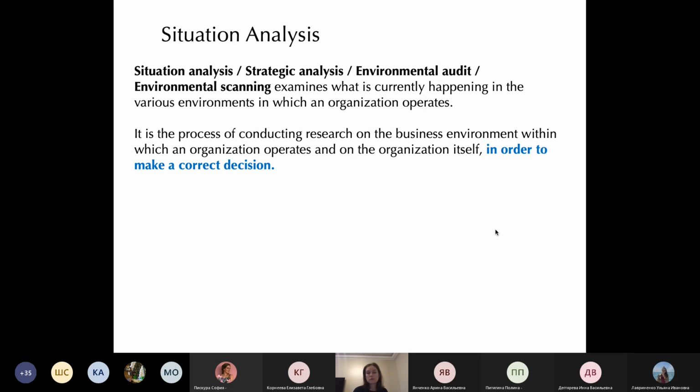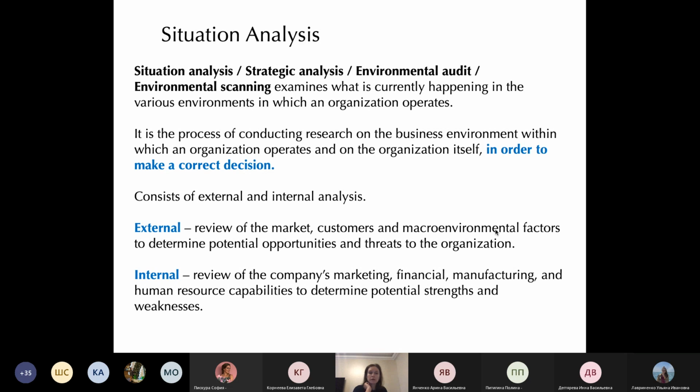You need to do a deep and broad analysis, and you understand that there are two sides of analysis, so external and internal analysis. Both of them are highly important.